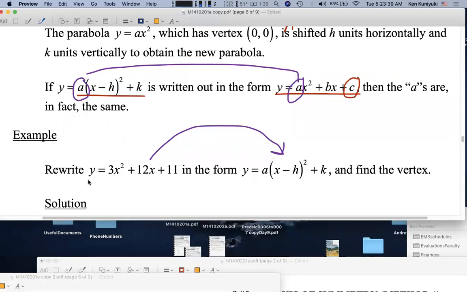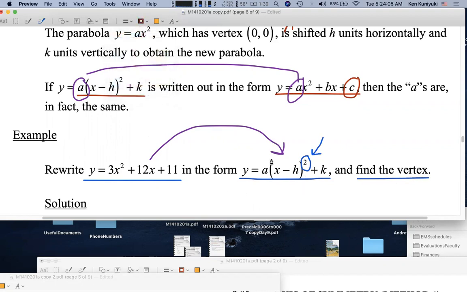Hi everyone. Let's convert from this descending powers form for the equation of a parabola, y equals 3x squared plus 12x plus 11, into this standard or vertex form, y equals a times the square of x minus h all plus k. Don't forget the square. And we'll find the vertex.